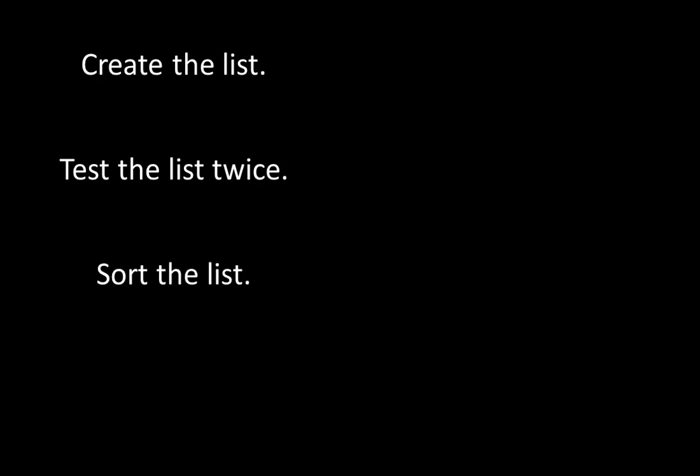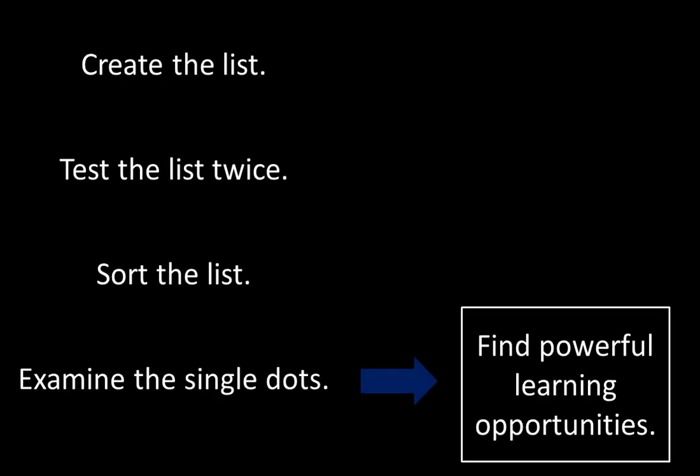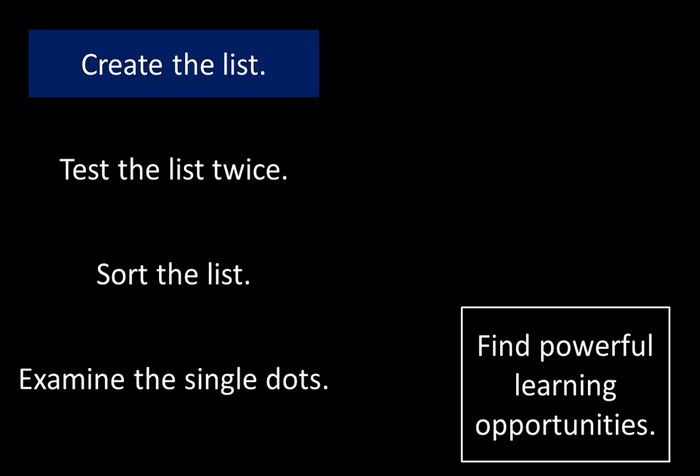There are five steps of list activities, which you will see in this course. Those steps are: create the list, test the list twice, sort the list, examine the single dots, and find powerful learning opportunities. In future videos, these five steps will all happen in just one video. However, for this first list, I'll break each of these apart into its own video. In this video, we will create the first list.